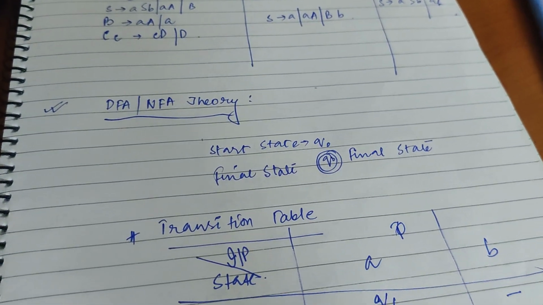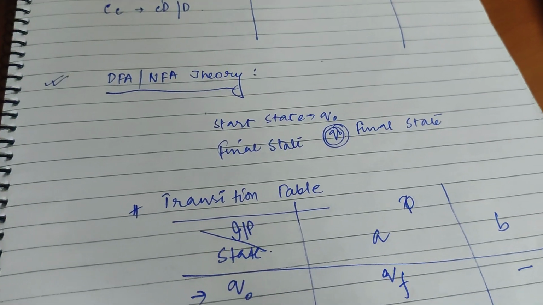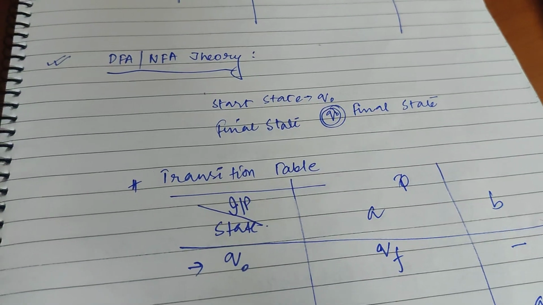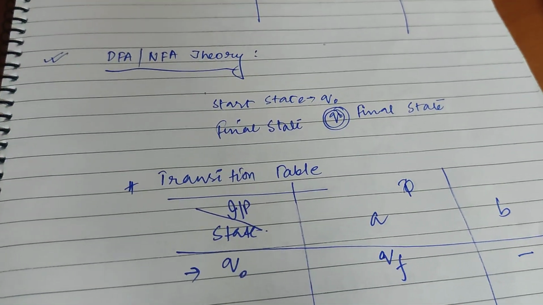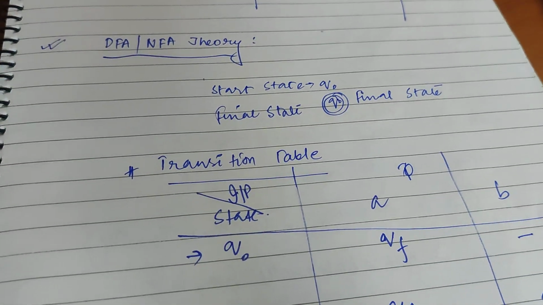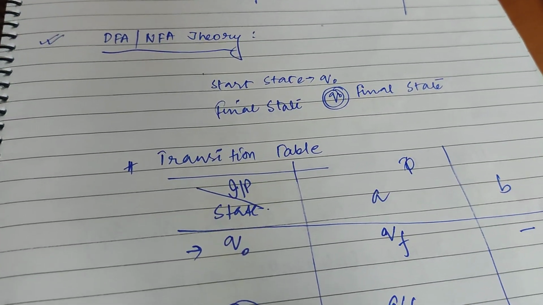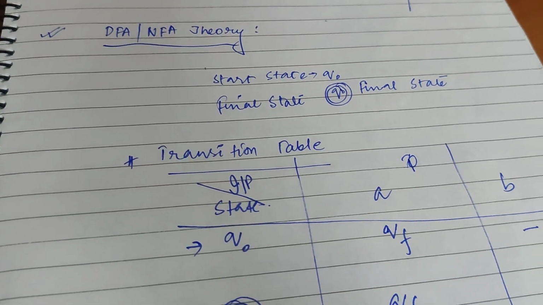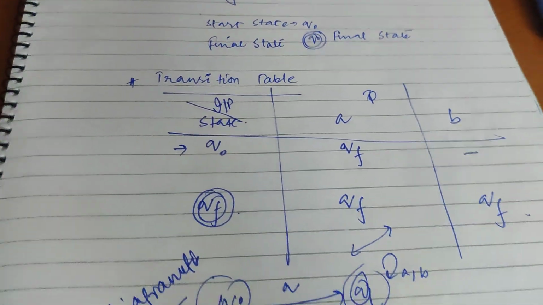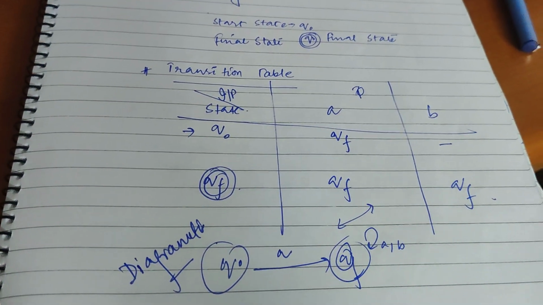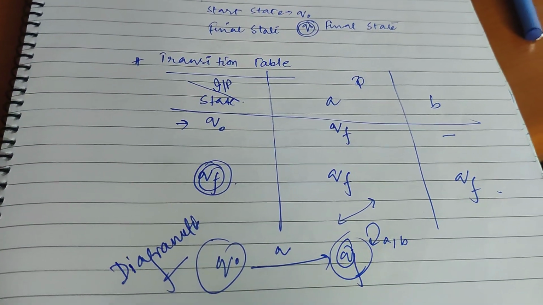Now coming to the DFA and NFA theory. In DFA and NFA theory, there is certain terminology that you have to know. Q naught, that means Q with 0 suffix, is always the start state, and Q with a double circle is always the final state. Now this is the transition table, which is very important in terms of your syllabus.